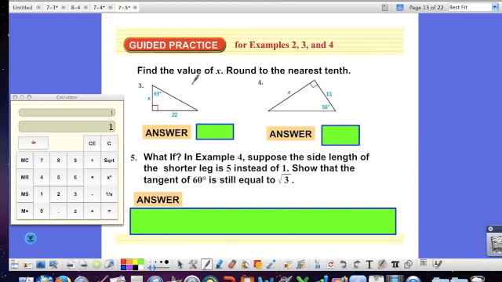So here we're going to have tangent of 61 is equal to the opposite over the adjacent. Okay, that's going to give me x times the tangent of 61.